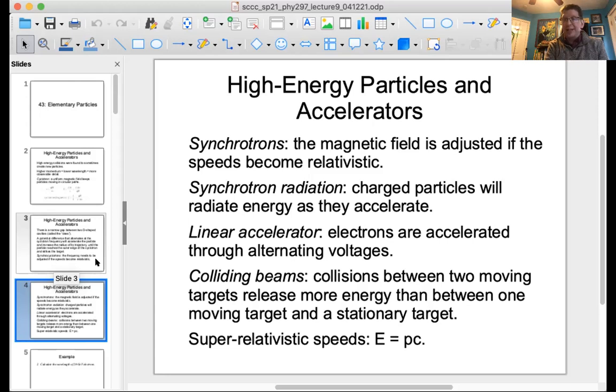Charged particles will radiate energy as they accelerate. So that's called synchrotron radiation. And another example of an accelerator, so those are all circular accelerators, but it's possible to accelerate using a linear accelerator, where again, the electrons are accelerated through alternating voltages. You set up an alternating current so that it's positive, negative, at different stages on the path, and as the electron gets accelerated through a positive potential difference, and then when it enters the negative region, the frequencies shift. So now it's traveling through a positive region again, and it continues to accelerate. So that's what a linear accelerator is.